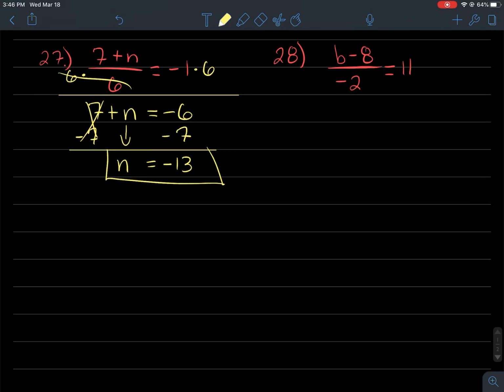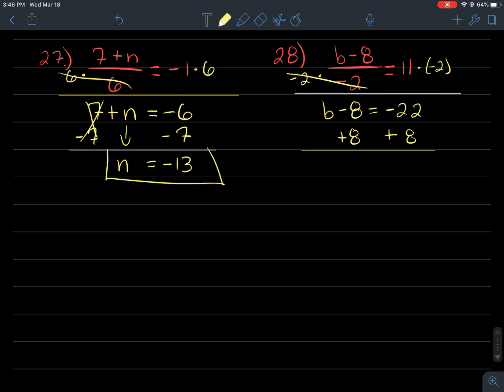All right, number 28. This one is similar to 27. All you have to do is multiply by negative 2 on both sides. And that gets rid of the division by negative 2, and you're left with b minus 8 is equal to 11 times negative 2, which is negative 22. Last step is to add 8 on both sides, so we can get b all by itself. b comes down. This guy cancels out. Negative 22 plus 8, I believe, is negative 14. And b is all by itself, so it's all done.